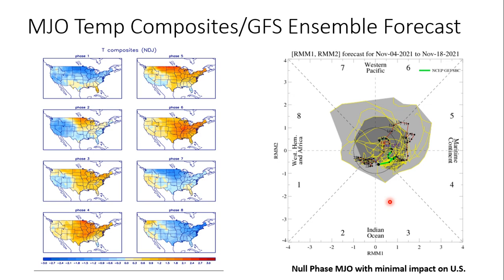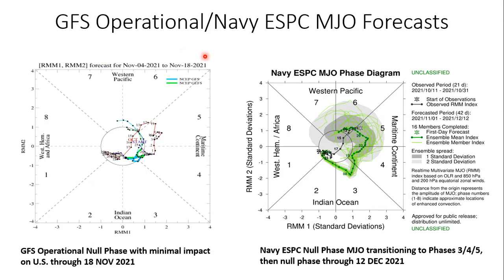So let's start off with the GFS Ensemble forecast, the MJO forecast on the right. This one goes out through the 18th of November 2021. Pay attention to this green line starting out. Generally, when the forecast is within the smaller inner circle of the MJO phase diagram, that's an association with a null phase and general minimal impacts on U.S. weather. As we can see with this green line, all the way out through the 18th of November, the GFS Ensemble forecast is predicting the MJO to remain in this null phase. Looking at the GFS operational model MJO forecast, now we're paying attention to this lighter blue coloring line.